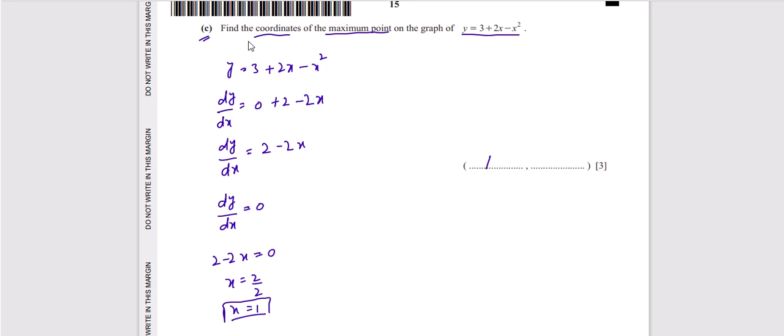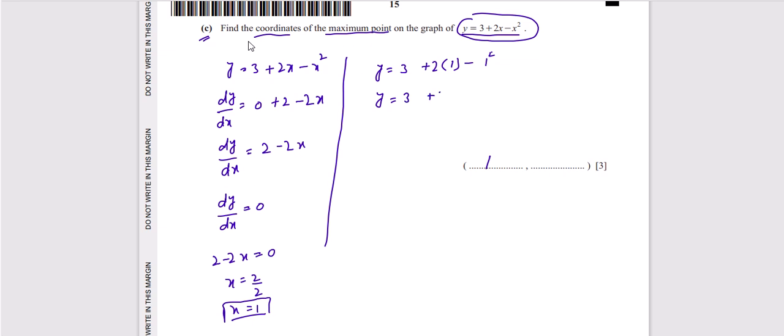First number is 1. And now this one, put in this line to find the value of y. y is equal to 3 plus 2, putting the value of x as 1, minus 1 square. y is equal to 3 plus 2, 1 is 2, minus 1 square is 1. y is equal to 3 plus 2, 5, 5 minus 1, that is equal to 4. So y is equal to 4.